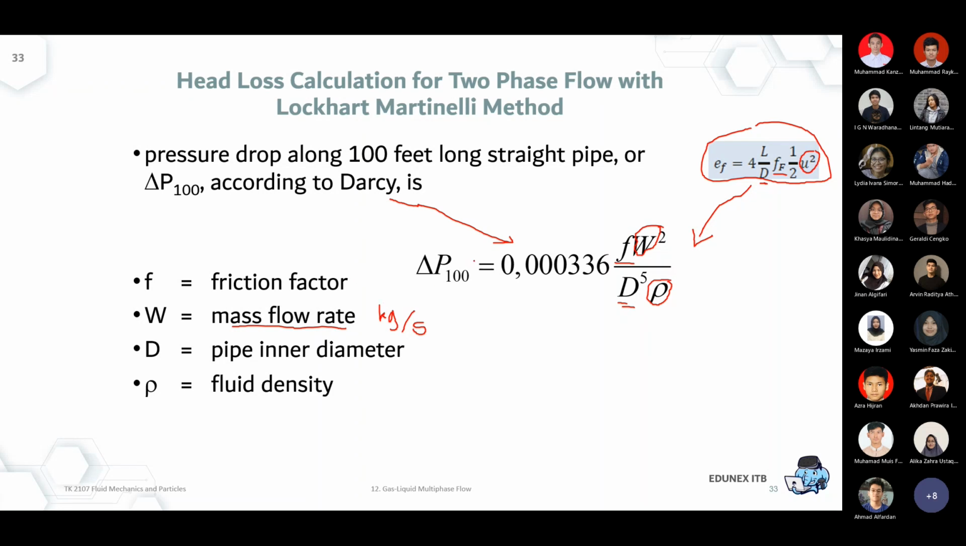But it's actually the same concept about the pressure drop for 100 feet of long straight pipeline. And in terms of the L over here, it's already assumed as 100 feet because that's what's proposed by Lockhart-Martinelli, for a straight pipeline for every 100 feet, so the length is assumed to be 100 feet.